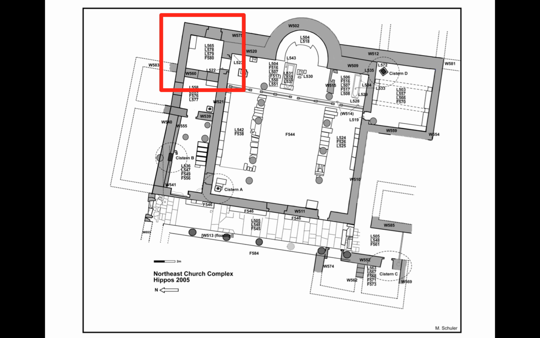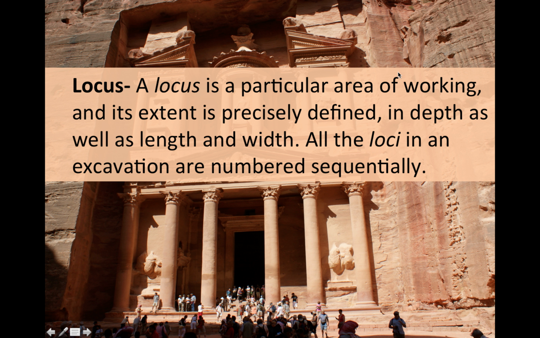So if as an archaeologist we're digging up, say, this church complex, this is from a city called Tel Hippus, and say I'm working over in this area right here, it's got several locations, 565, 578, 579. So each of these are specific locations that are being excavated and examined, and that is what, in archaeological terms, a locus is. It's an area, a region.